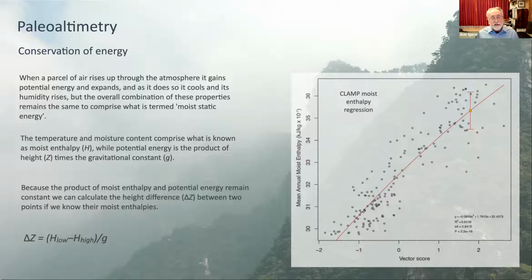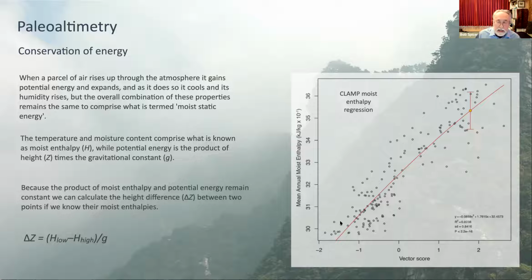And moist static energy is made up of moist enthalpy and potential energy, which is height times the gravitational constant. So what all this boils down to is that if you want to know a height difference, Z, you need to measure the moist enthalpy at a low elevation, let's say sea level, and the moist enthalpy at a high elevation. The difference between them divided by the acceleration due to gravity, which is a constant through time, gives you that height difference.